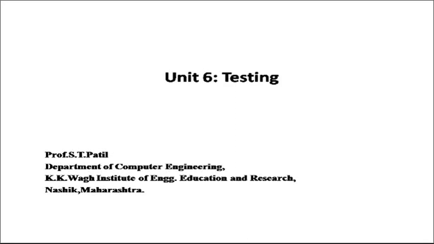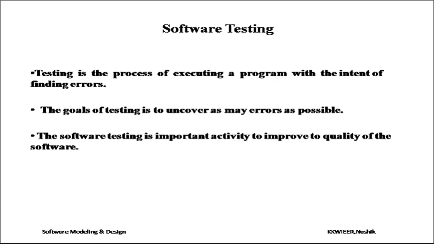Hello students, today we will see the contents of Unit 6, that is software testing. First we will see what is software testing. Software testing is a process of evaluating a system by manual or automatic means and verify that it satisfies the specification requirements or identify difference between expected and actual results.